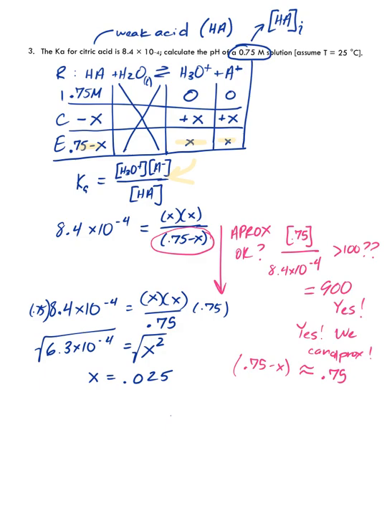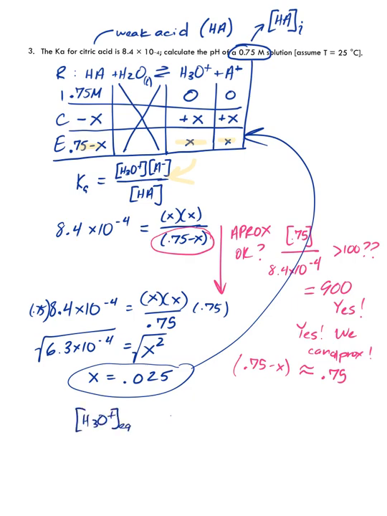So now we plug this into our RICE table. And what that tells us is that the H3O+ concentration at equilibrium is X, which is 0.025 molar. So now we have the H3O+ concentration. We just plug that into the negative log of the H3O+ concentration, and that's going to give us a value of 1.6 for the pH.